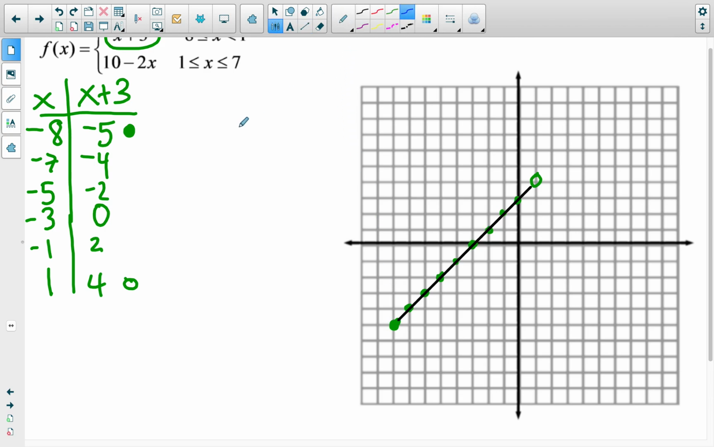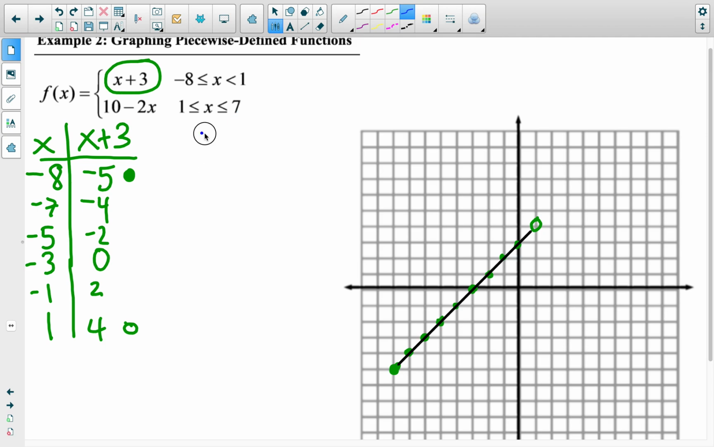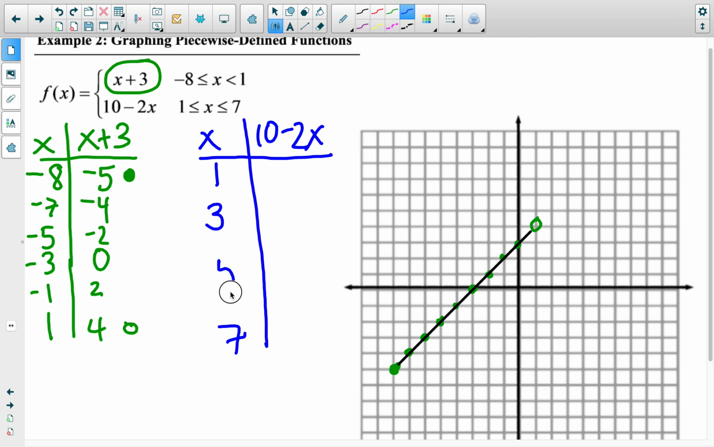And then for your other piece, we'll have x, and then we'll have 10 minus 2x. Our x values could go all the way from 1 to 7. So I'll go every other odd number, 1, 3, 5, 7. Then fill in my y values, and then graph my points. So over 1, up 8. Then I can use my slope if I want. Down 2 over 1, down 2 over 1.